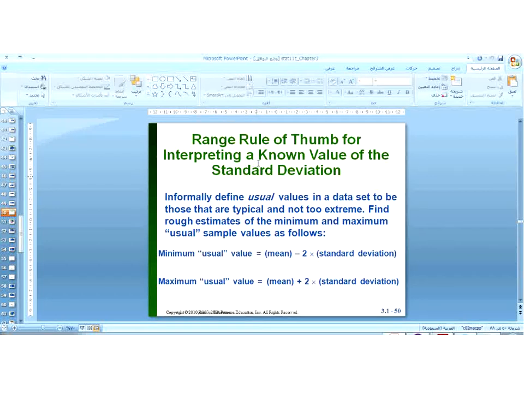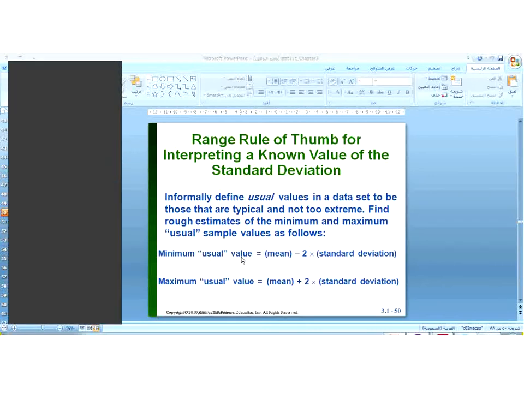So the range rule of thumb for interpreting a known value of the standard deviation. There is a value we will call normal or usual value, and the unusual value. The unusual values are two extremes. To find a rough estimate of the minimum and maximum usual sample value: the minimum usual value equals the mean minus 2 multiplied by the standard deviation. In the same way, the maximum usual value equals the mean plus 2 multiplied by the standard deviation.